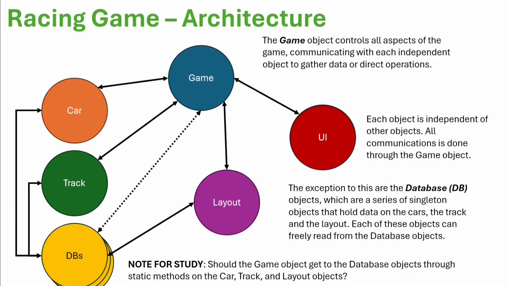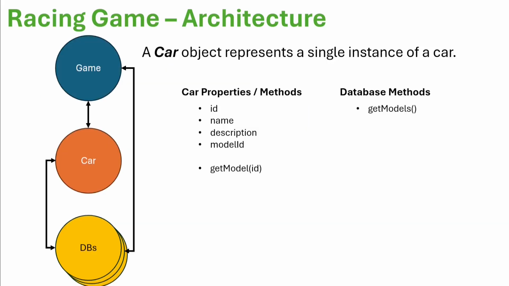And the databases are going to contain all the information about the models, the cars, history, things like that. The only thing I haven't figured out yet, and we'll figure it out as we go along, is whether the cars and the tracks and the layout are going to have static methods to get to the databases, or whether the game itself will be able to communicate with the databases. Not sure yet. We'll have to work with that one as we go along.